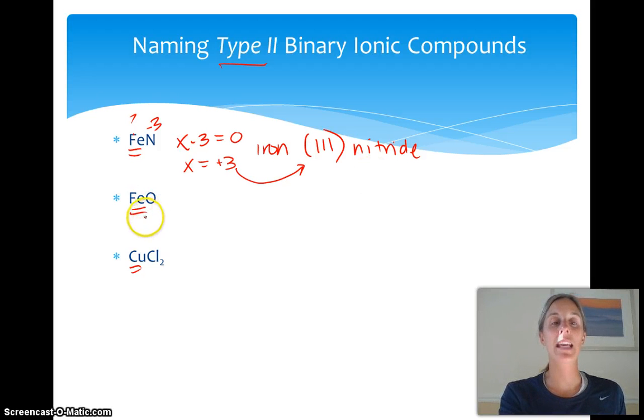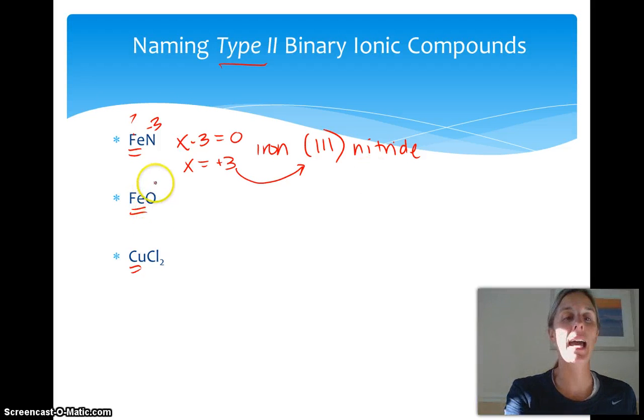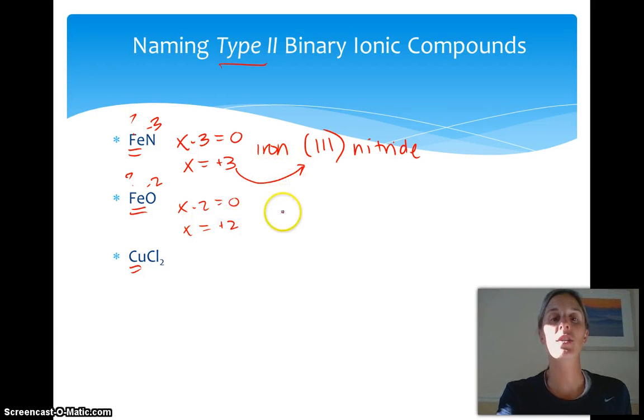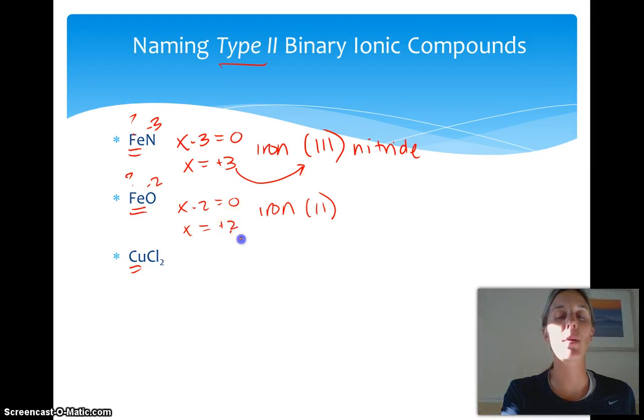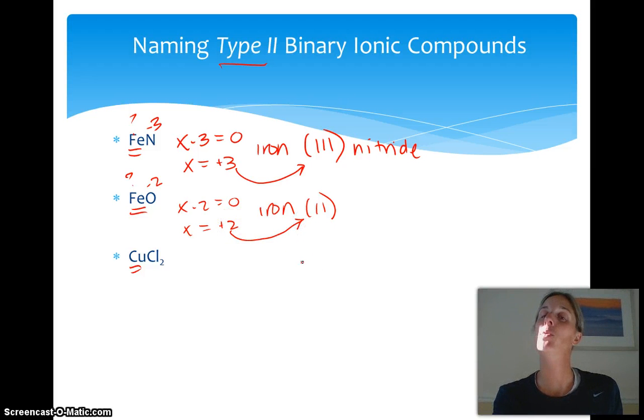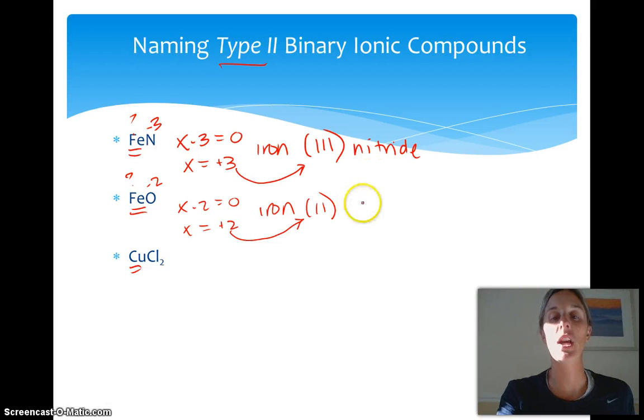If we look at the next example, we're dealing with iron again, but this time we're dealing with an oxygen that has a -2 charge. So we'd set up our algebra, X minus 2 equals 0. So we would have X equals a +2. So in this case, our first name would be iron, but a 2 would come after it because this time our iron only takes on a +2 charge. And the O would change from oxygen to oxide.